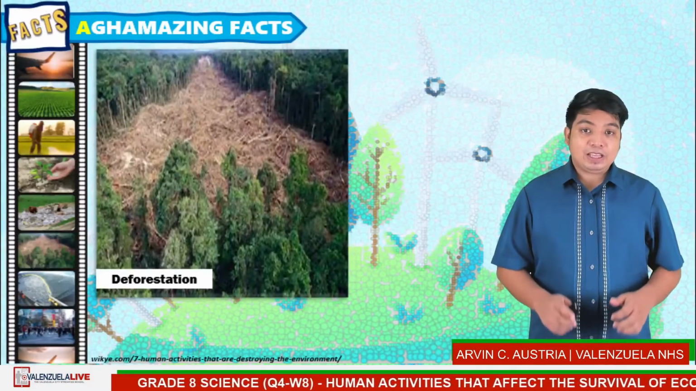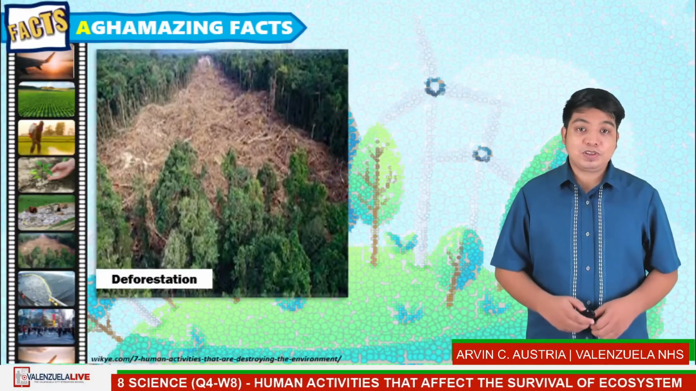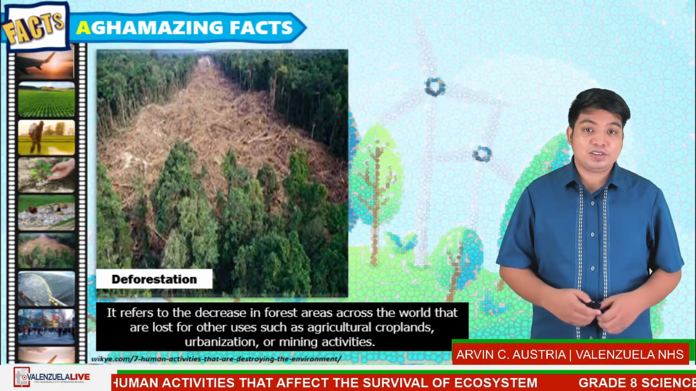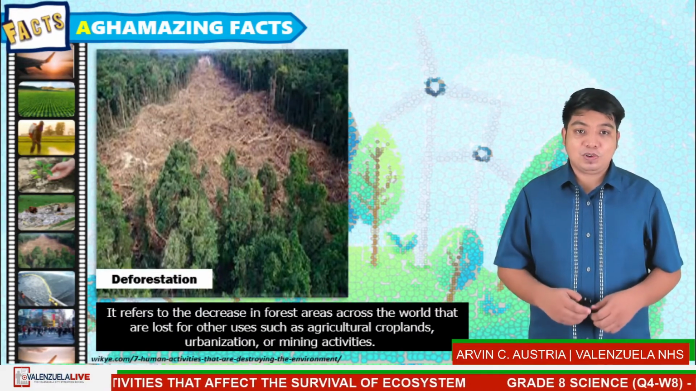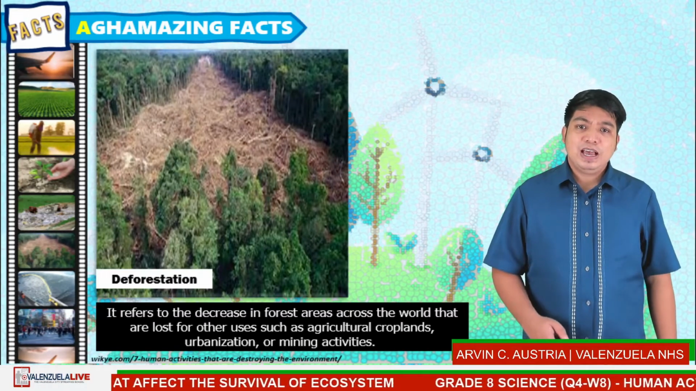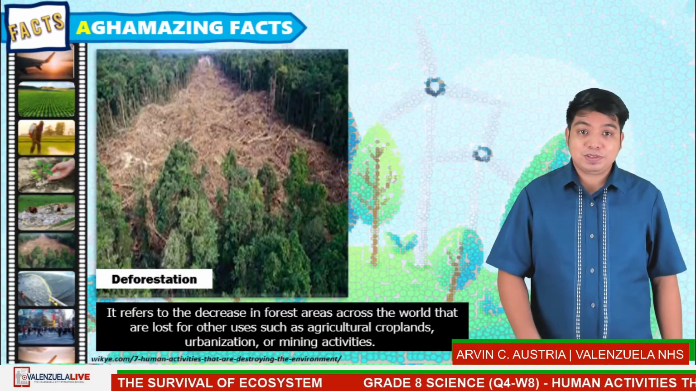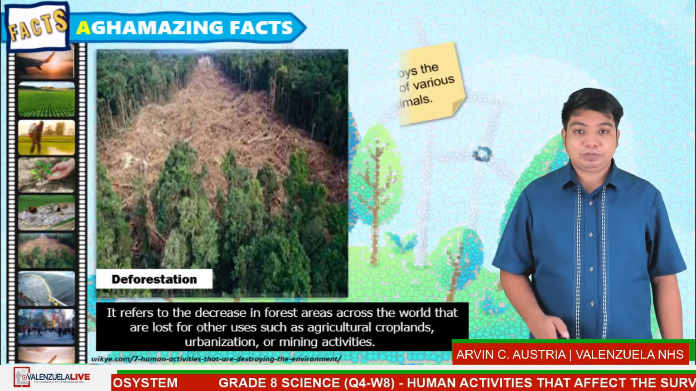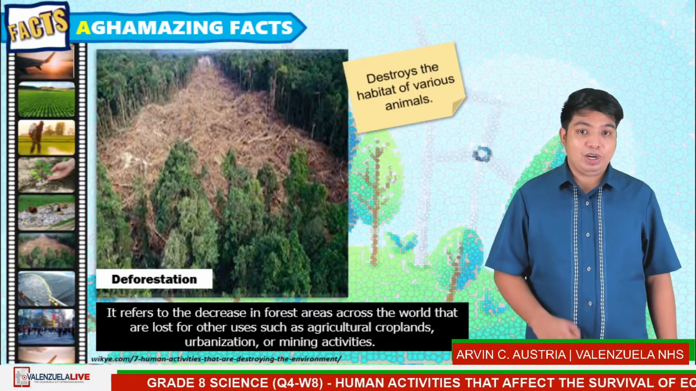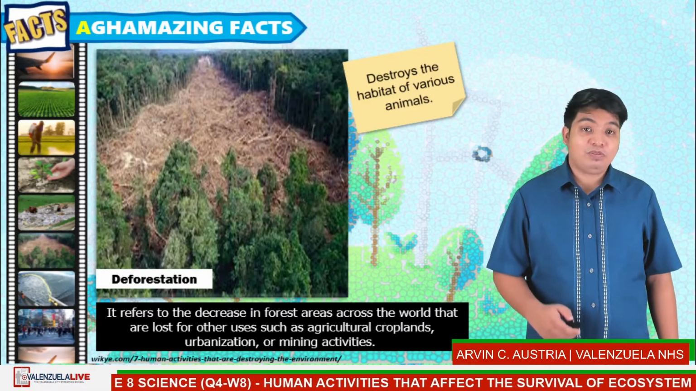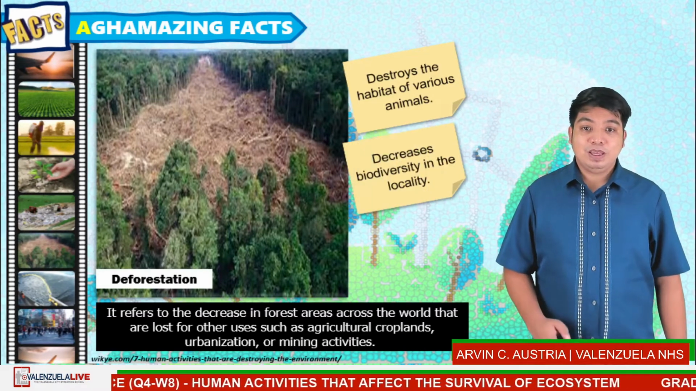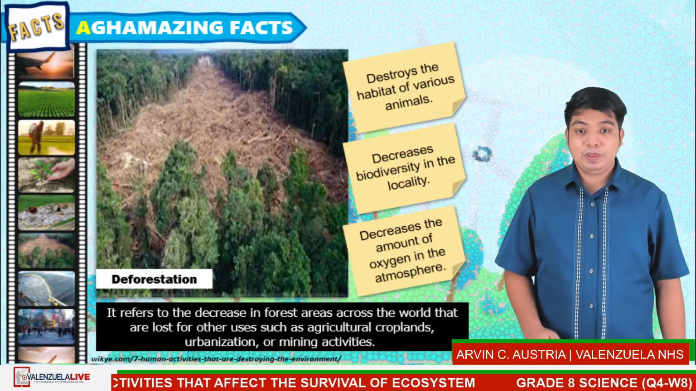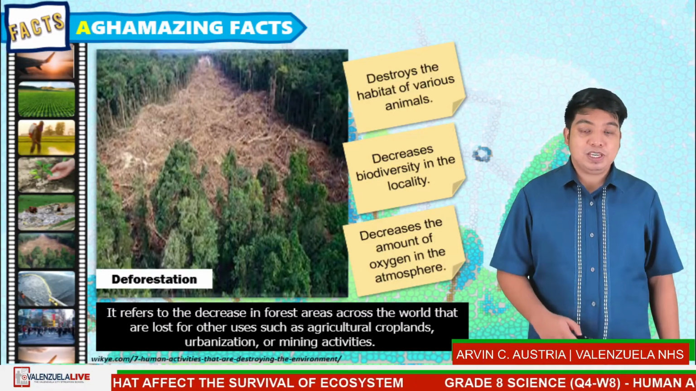Fifth human activity on the list is deforestation. It refers to the decrease in the forest areas across the world that are lost for other uses, such as agricultural croplands, urbanization, or mining activities. Its negative impacts are: it destroys the habitat of various animals, decreases biodiversity in the locality as usual, and decreases the amount of oxygen in the atmosphere.